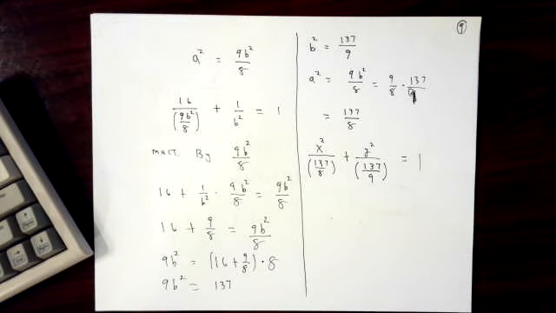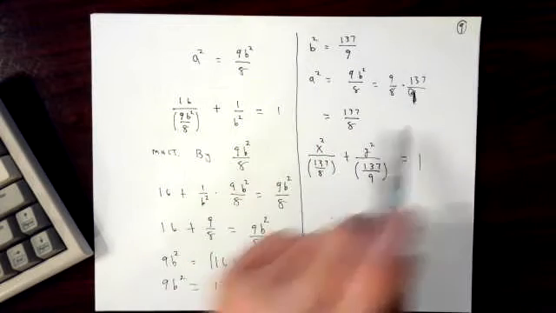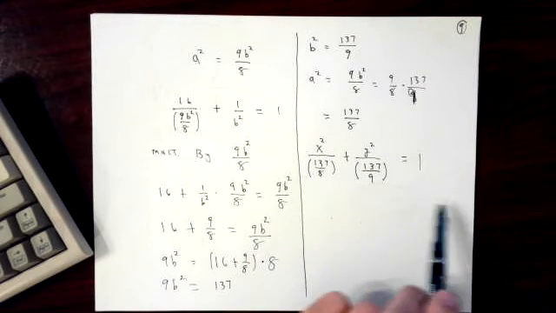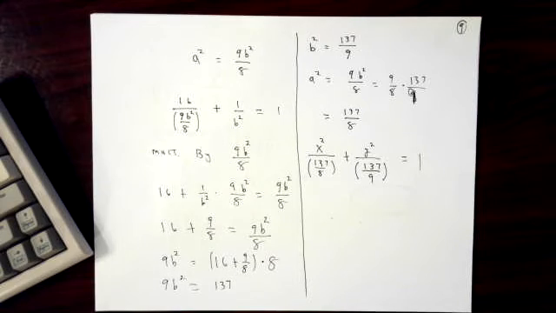I made this problem up so the numbers didn't come out nice looking. Even so, the equation for the ellipse is x squared over a squared plus y squared over b squared equals 1. And we now know what a squared and b squared are. Here's my equation for my ellipse.